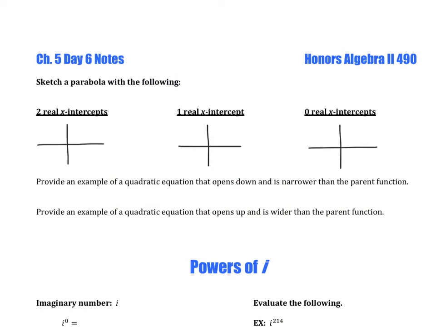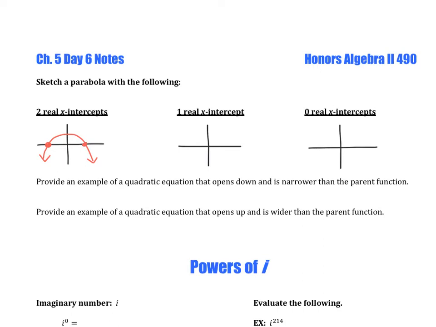All right, so in the next set of examples, we're going to sketch a parabola with the following. We're going to sketch one where we have 2 real x-intercepts, one with 1 real x-intercept, and one with 0 real x-intercepts. And we know an x-intercept is where, in this case, the parabola is going to cross the x-axis. So if we want a parabola that has 2 real x-intercepts, we could, for instance, have a parabola that's pointing down. And you can see here we've got 2 spots where it crosses the x-axis. We could also have a parabola pointing up. As long as it's crossing the x-axis twice, we would have 2 real x-intercepts.